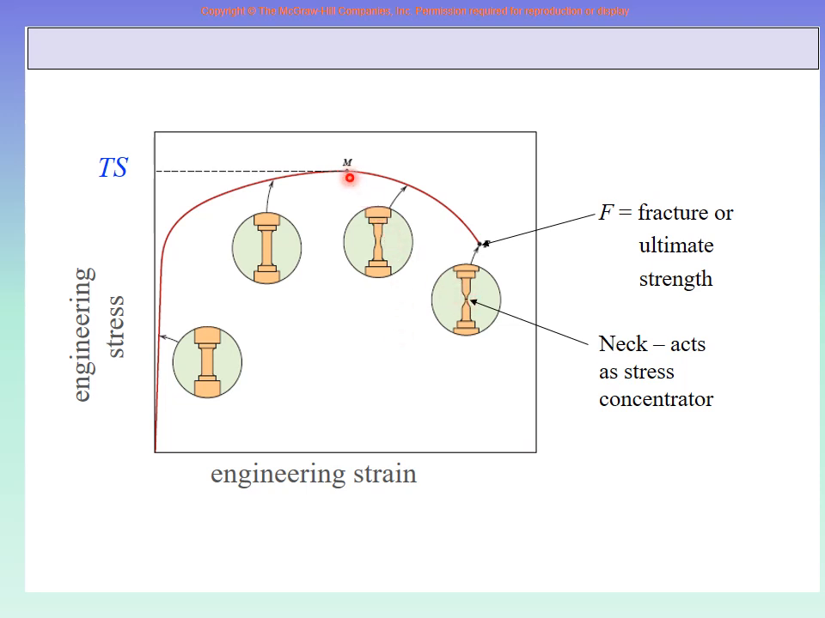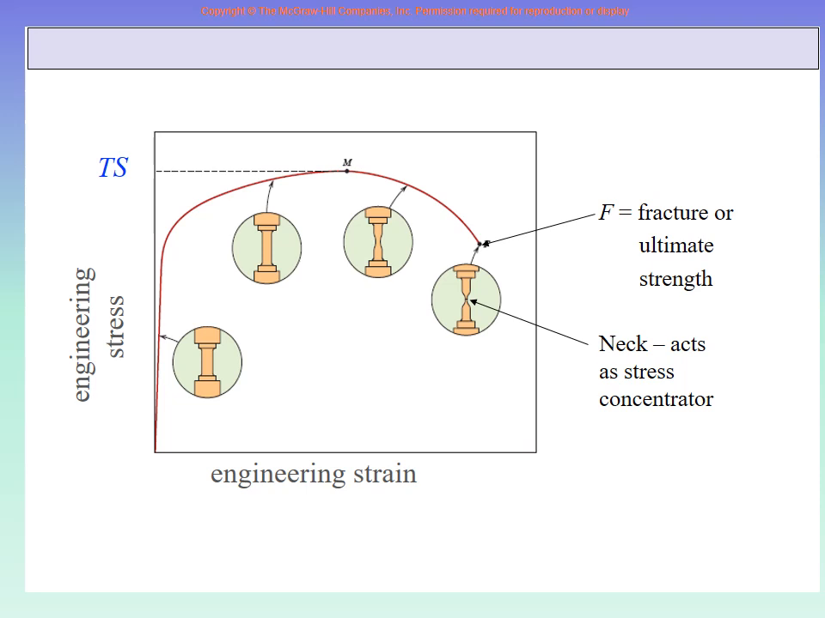So this is the ultimate tensile point. This is the fracture point. This is fracture strength, not ultimate. Ultimate is a bad word. And this of course is neck. And there is a stress concentration because the area at the neck is smaller. So we have shown you this schematic diagram for the whole spectrum until it breaks.